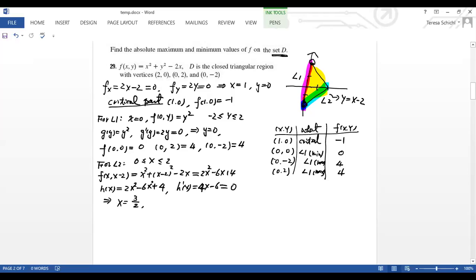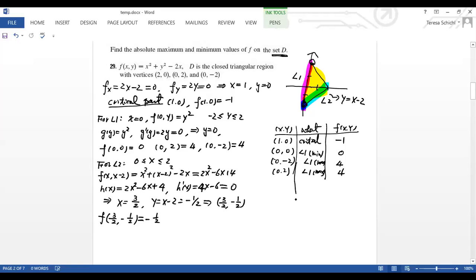Okay, you plug in x equal to 3 over 2. So y is equal to x minus 2, right? So it's 3 over 2 minus 2. y is equal to negative 1/2. So you will have the first point, which is 3/2 and negative 1/2. That's the critical point on this line here. So you plug this number into the function and you will get negative 1/2 here.